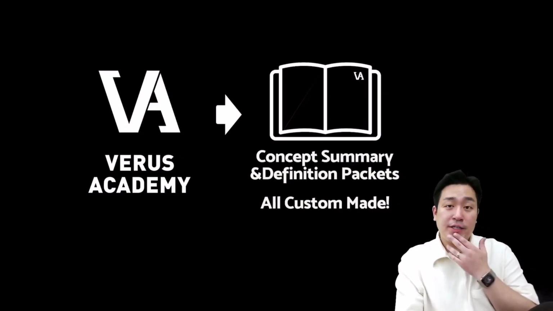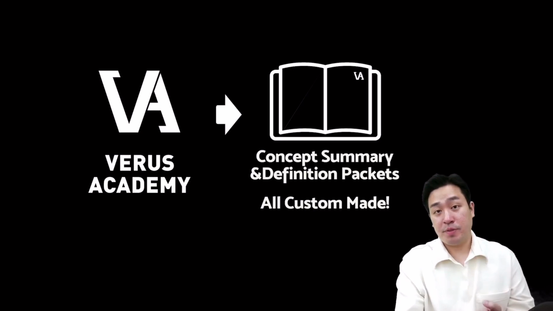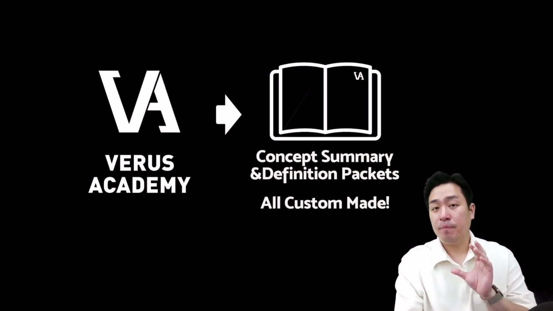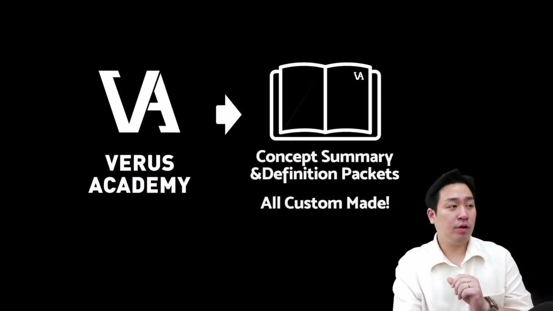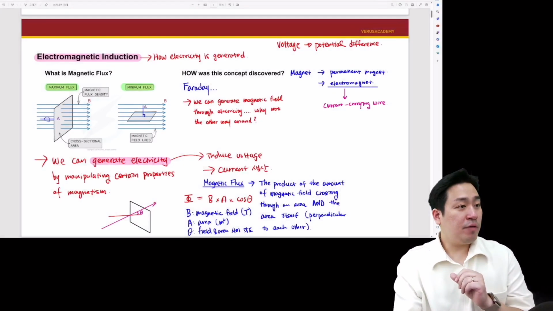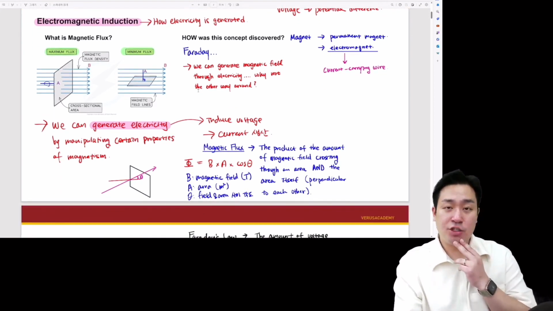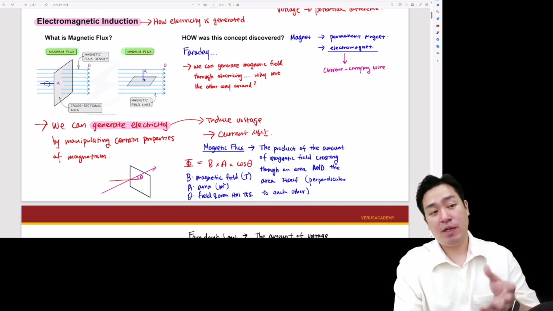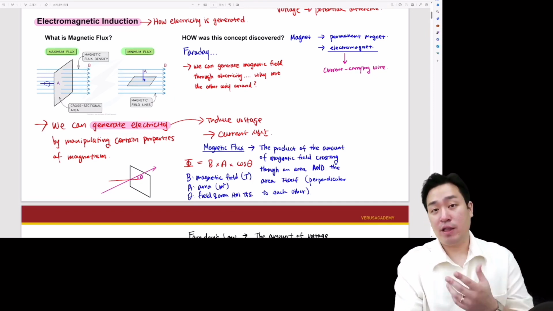So I want to show you guys now materials for concept lectures. So we created our own concept summaries and also definition packets. As you guys know, IB asks a lot of definition questions, so you have to know them word by word, okay? So let me first show you my lecture note. This is my IB physics lecture note. I simply have a couple of diagrams and topics written out, and then for the rest of the content, I handwrite them out as I go.